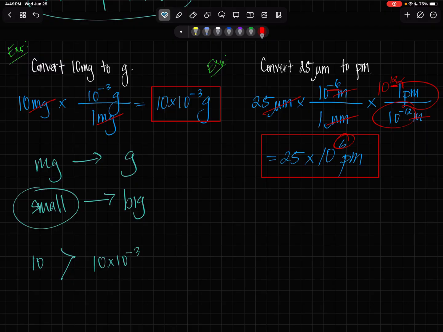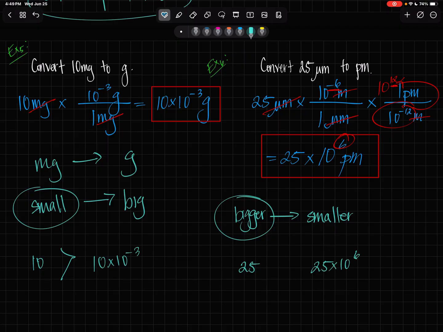Let's go ahead and check it. Let's do a real quick check. You're going from bigger, because a micrometer is bigger than a picometer, to smaller. So your numbers should get bigger. Well, let's see. You're going from 25 to 25 times 10 to the 6th power. And it checks out. Your numbers get bigger.